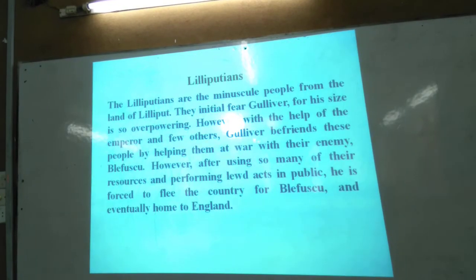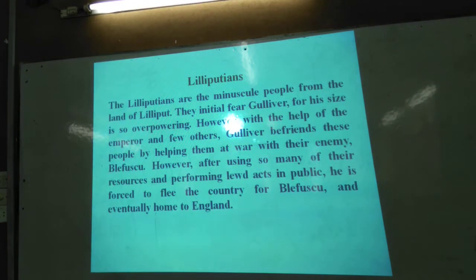So these are other pictures of Lilliputians. The cultural things are shown here. Lilliputians, already you have been introduced. Who are the Lilliputians? The inhabitants, the people of Lilliput are called Lilliputians. And on average they are 6 inches high. The Lilliputians are the minuscule people from the land of Lilliput.